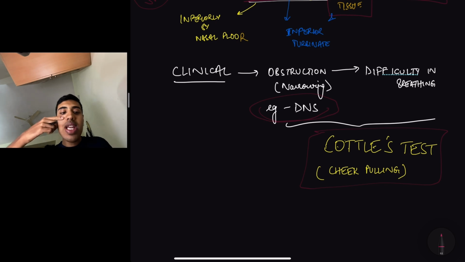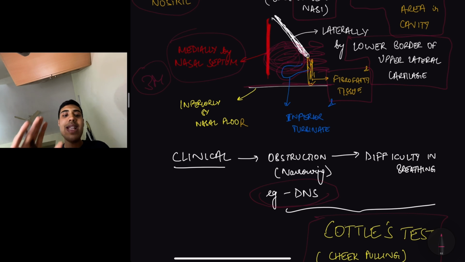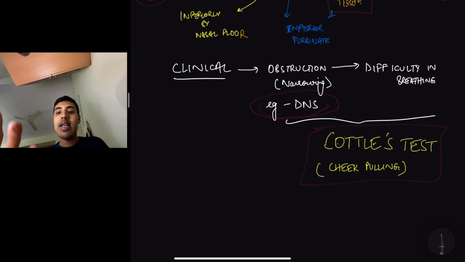By pulling your cheek laterally, what happens is that the lateral wall of the nose, including the lower lateral cartilage and upper lateral cartilage, are all pulled laterally. So think about it, when the lateral wall of the nasal valve gets pulled laterally, the space increases. The space inside this nasal cavity at the level of the nasal valve increases. So because of this, what happens? The breathing suddenly improves. The patient suddenly feels like he's able to breathe much better. So this is Cottle's test positive. Understood? This is the clinical aspect.